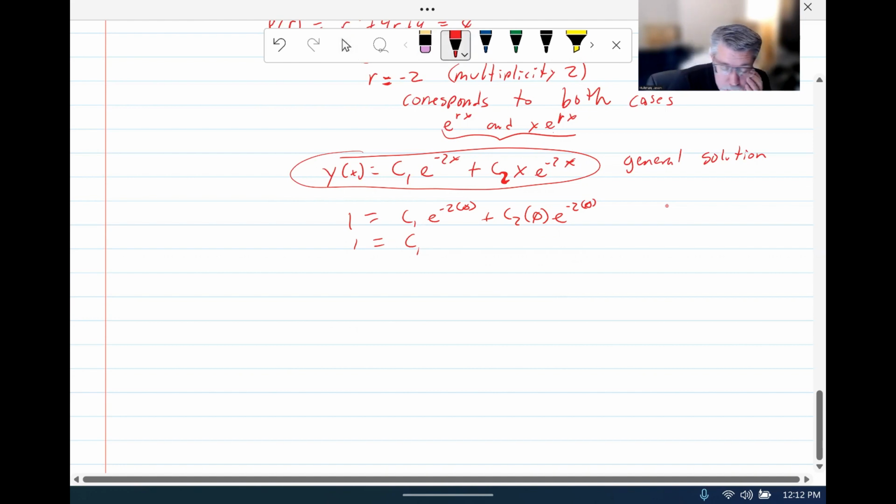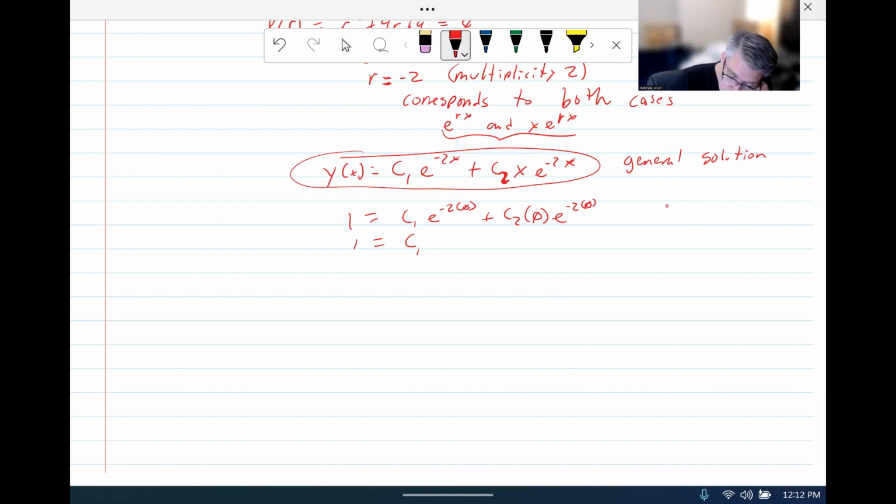Okay, so 1 is equal to c1. Everything else either multiplies by 1 or multiplies by 0. So c1 is equal to 1. Okay. So what about y prime here?